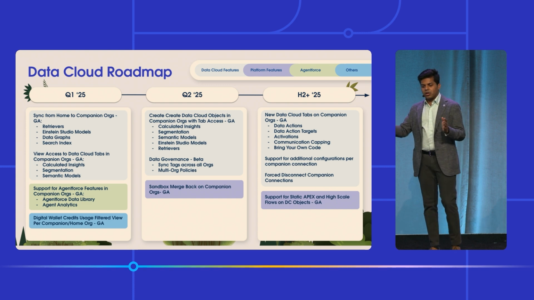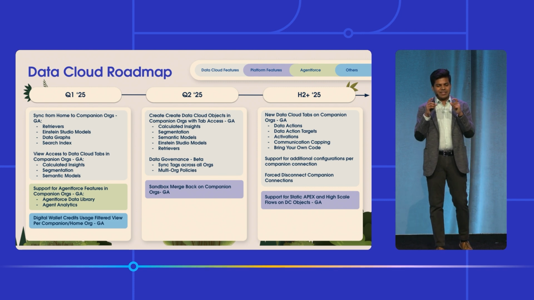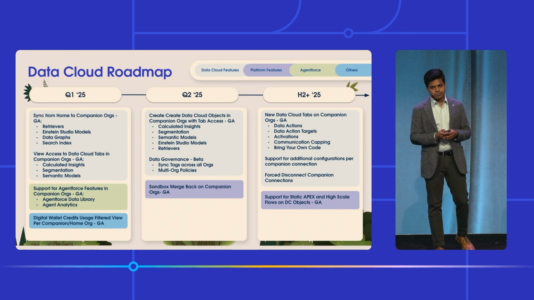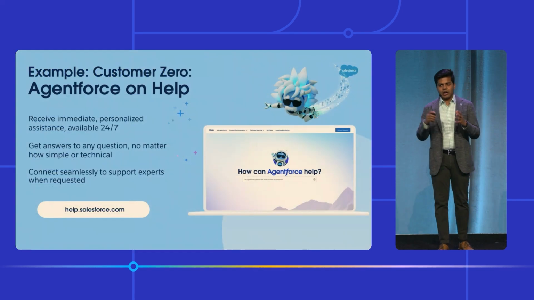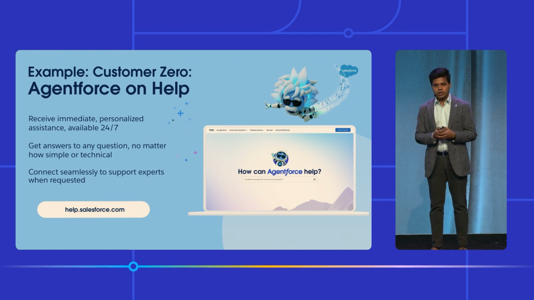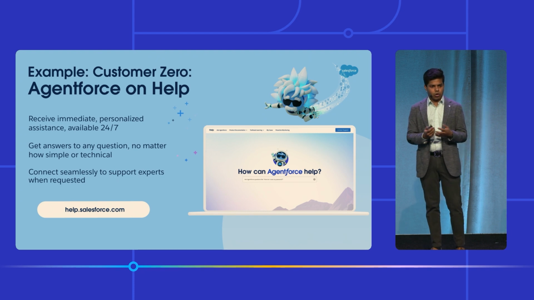So overall, the vision is making sure your organizations can select a home org in one place and then make sure that all your companion orgs can start using it. With that, I want to walk you through a use case of our own customer zero of how they are using Agentforce as well as Data Cloud One to power and create customer value across the board.